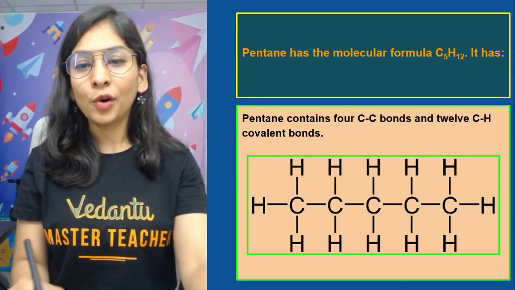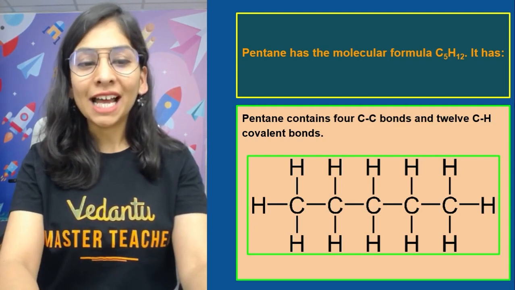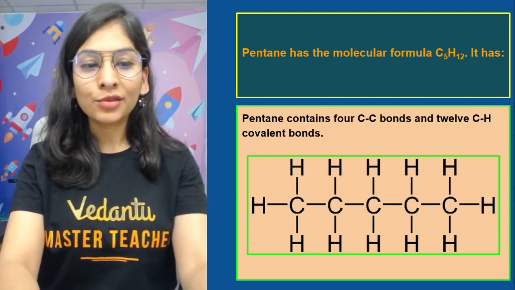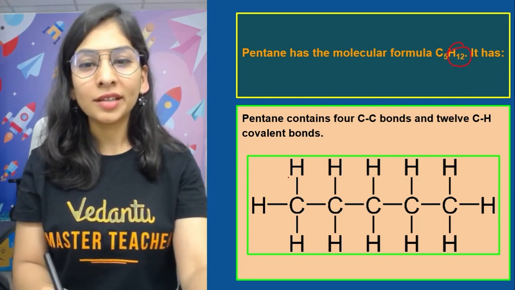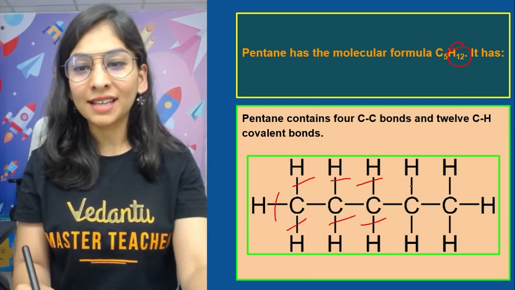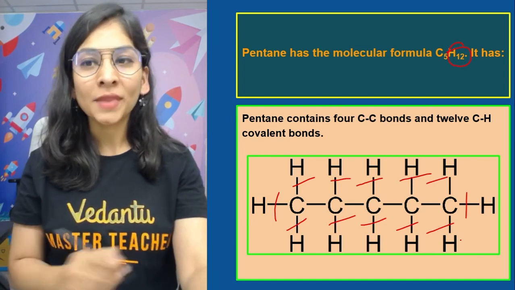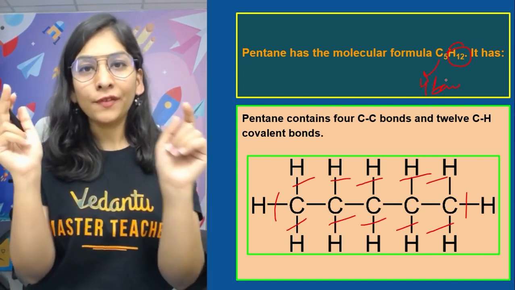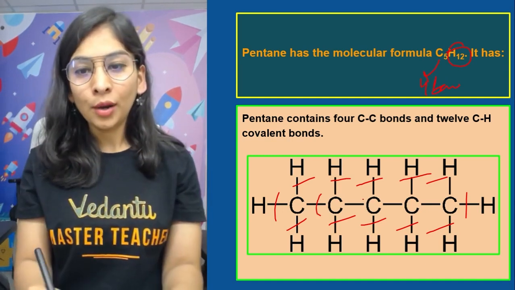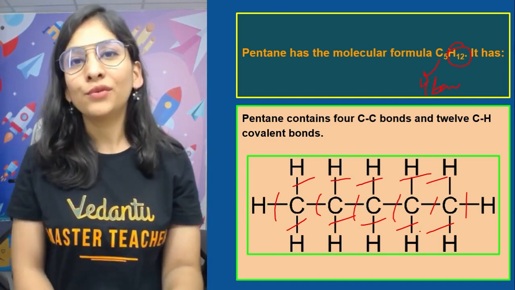1, 2, 3, 4, 5. I have 5 carbon attached with 12 hydrogen. Now see that every hydrogen will make a single bond. So 12 hydrogen will make 12 single bonds. 1, 2, 3, 4, 5, 6, 7, 8, 9, 10, 11, 12. And 5 carbon will make 4 bonds, because when you arrange 5, the total number of bonds will be 4. 1, 2, 3, 4. So 12 and 4, 16.